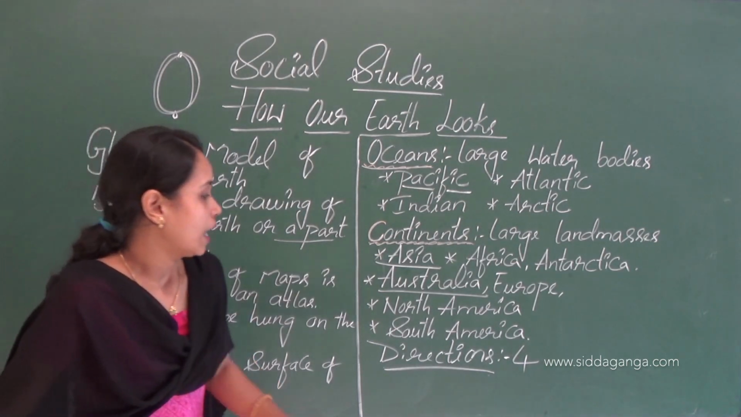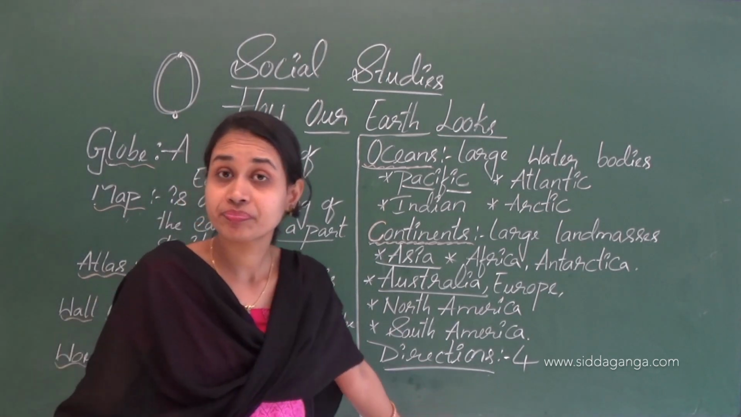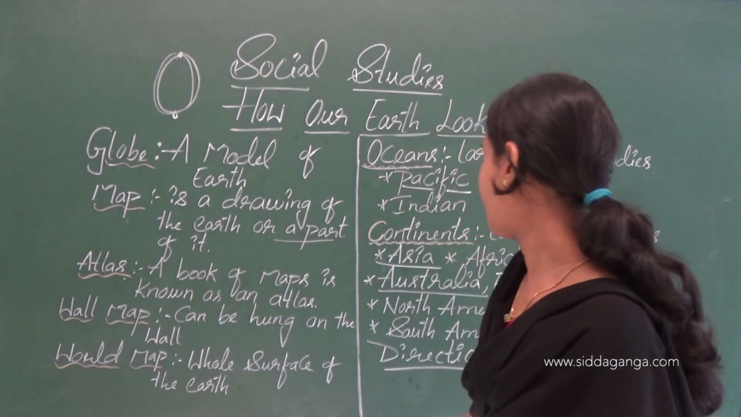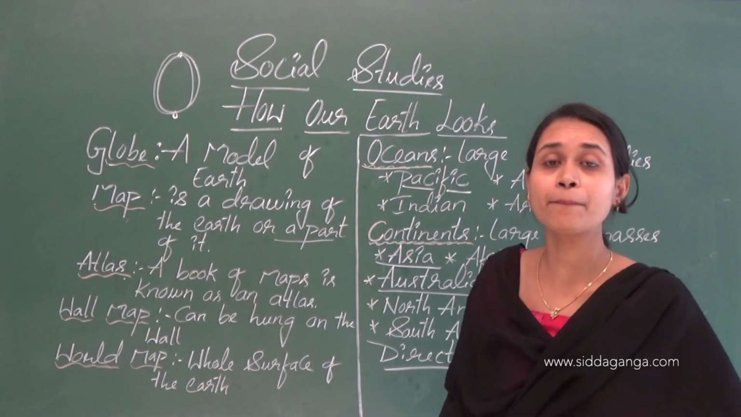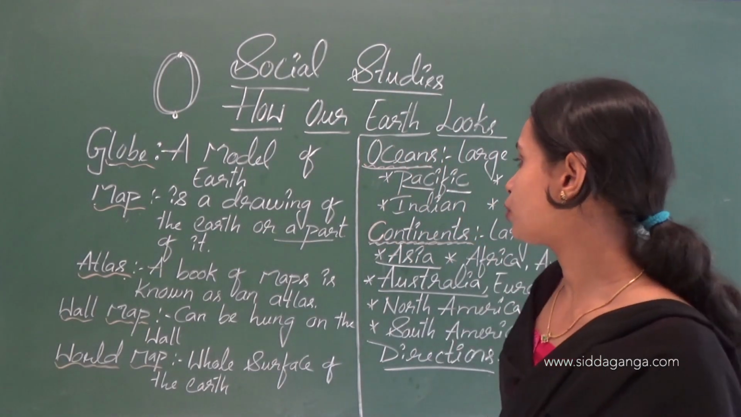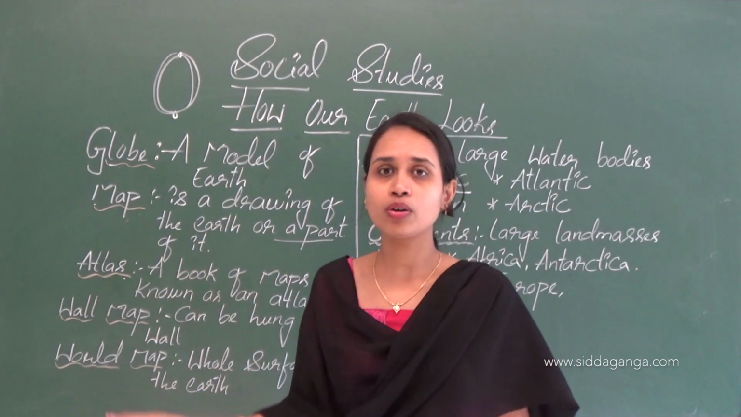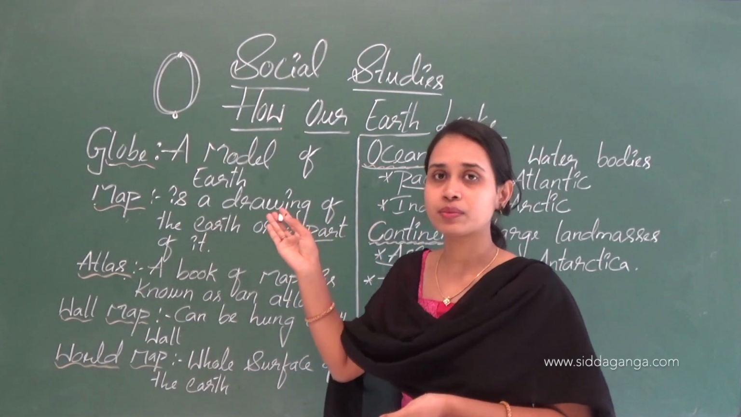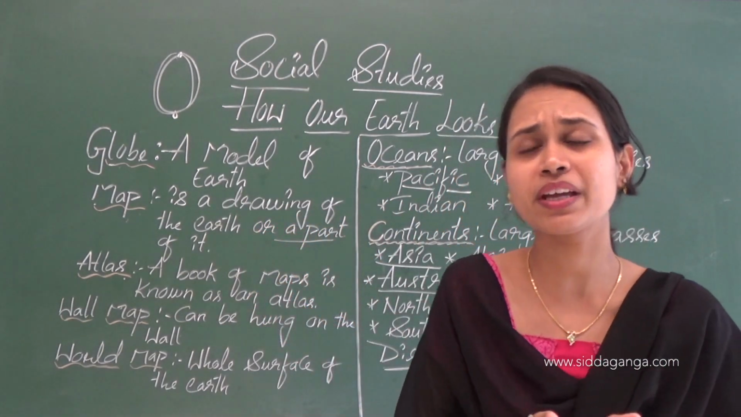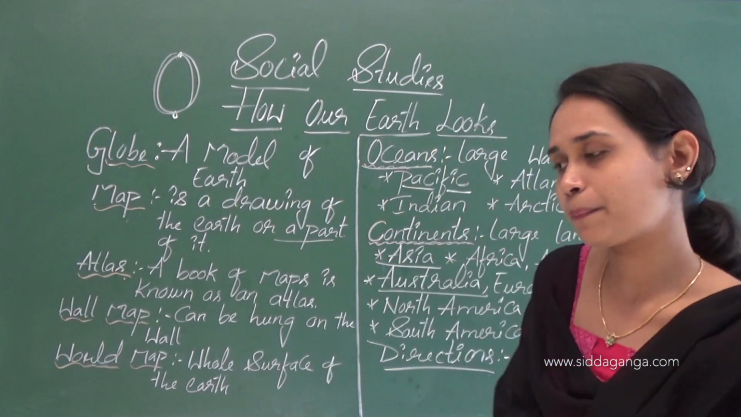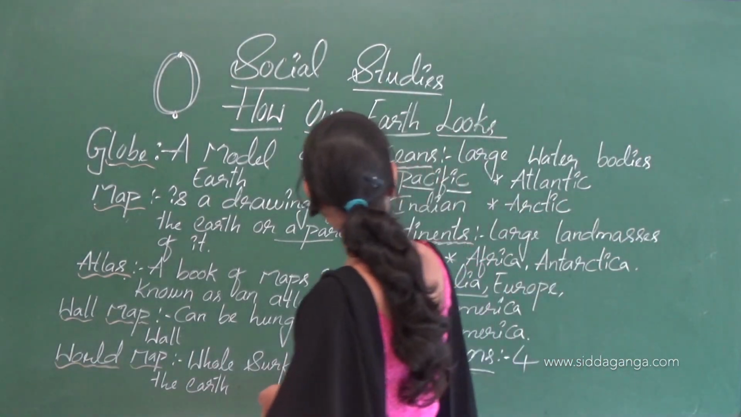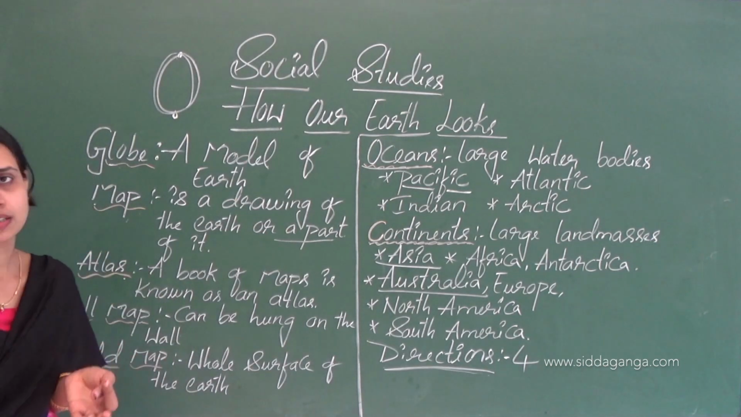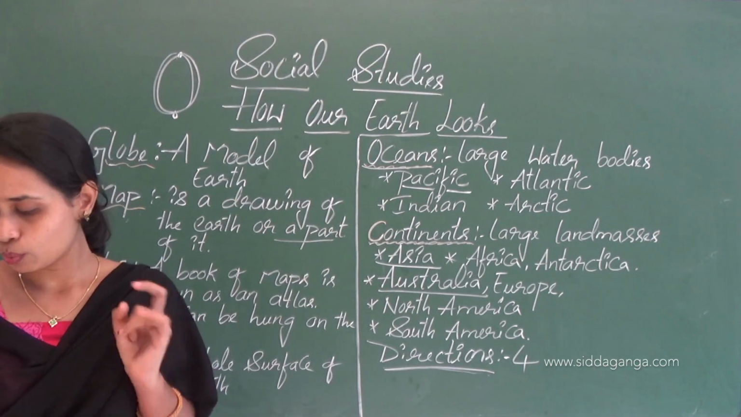Directions also make it easy to locate places, okay. If I ask you where is Jammu and Kashmir, you all will tell that Jammu and Kashmir is in the north part, okay. So like that, it makes it easy to locate the places. So there are main 4 directions we can see: north, south, east and west.